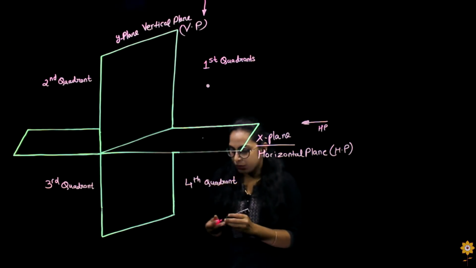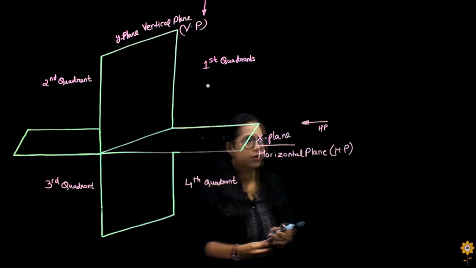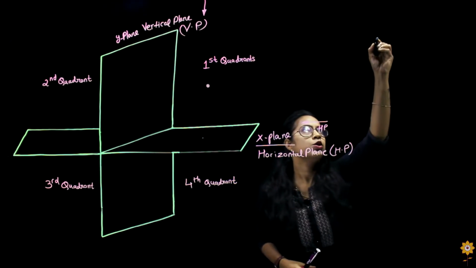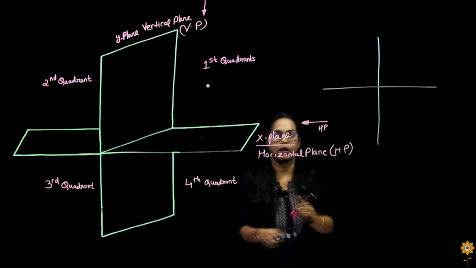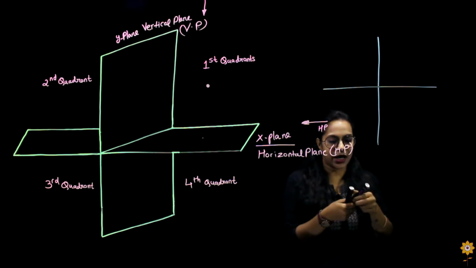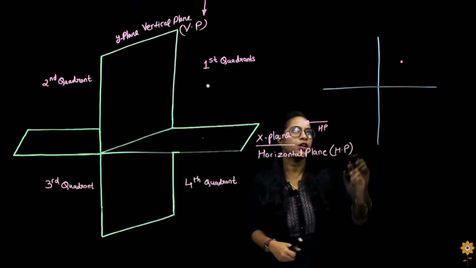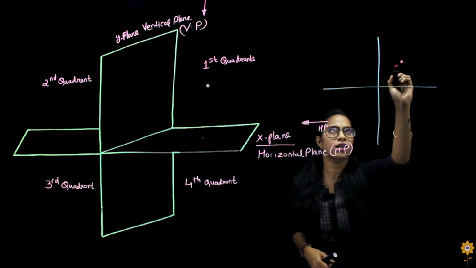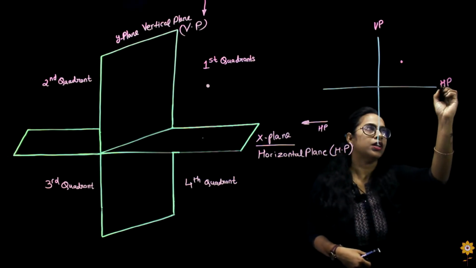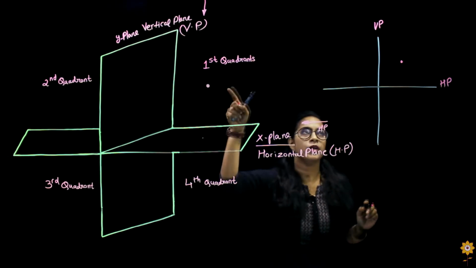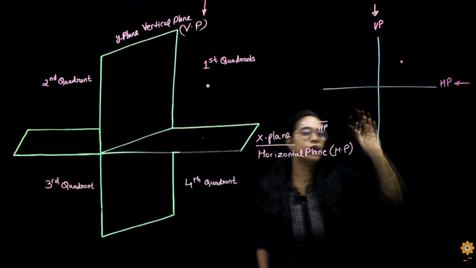So before that, we should understand the location of the points. Let's say I have this two-dimensional drawing for the same quadrant system. Let's say I have a point which is placed here, and this is my VP and this is my HP, and the viewing direction would always be in this direction, that is for HP it will be here and for VP it will be here, for any quadrant.